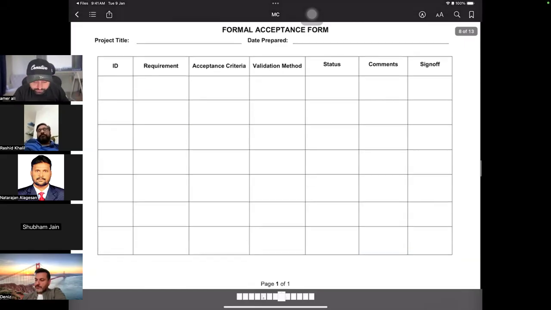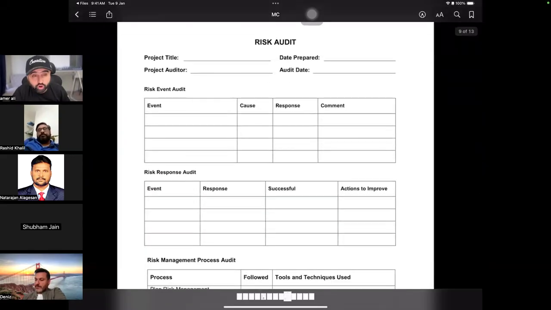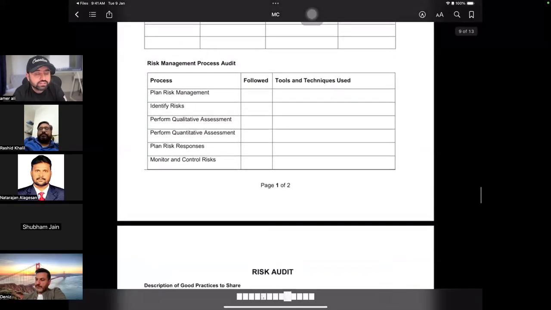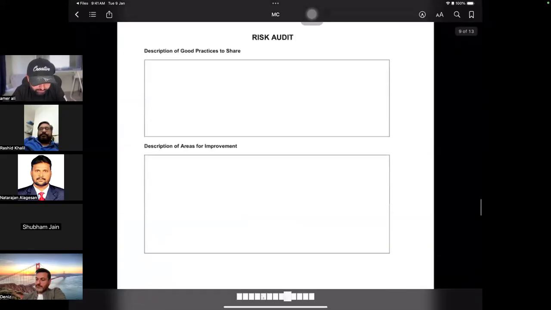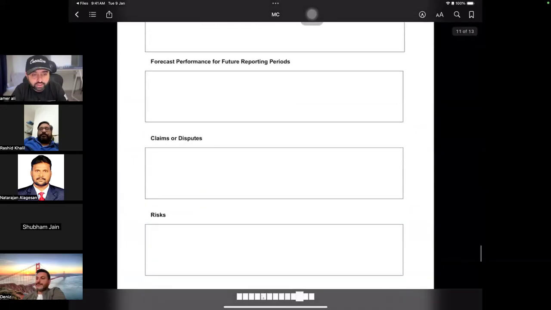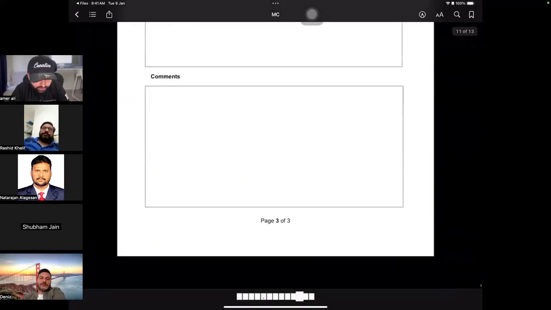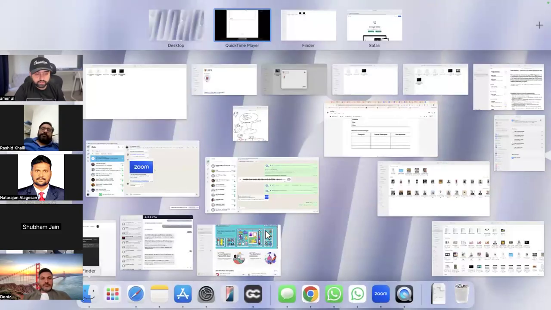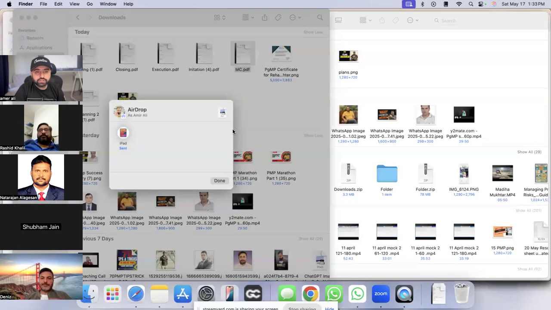Okay. Audit. If you want to do an audit of risk, this is the format we will use. Audit is basically checking the effectiveness of the process. Are we following the process or not? Where the audit is happening, which processes are being audited. Okay. Contract status report, we want to check how the contractor is doing. And then finally the last one will be closing.